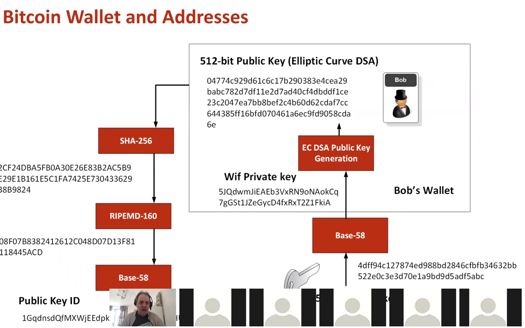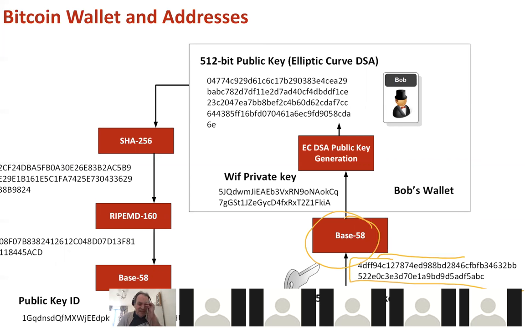Okay, so how does this all work out? Well, it's a bit confusing, really. Just let me move that there. I don't know if you can see that down the bottom. At the bottom, we've got our private key. So that's a 256-bit random value. It must be random, and it's a 256-bit value.